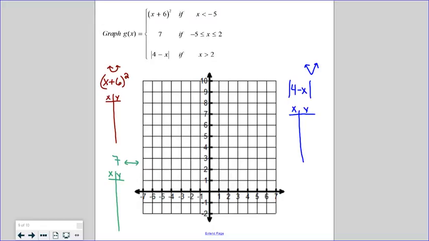If you added a couple more, you would see that the V shows up. Yep. All right.